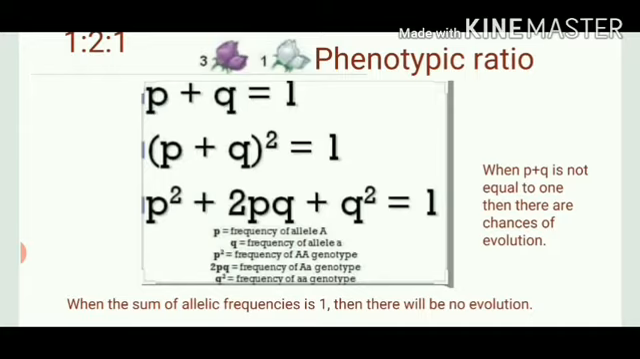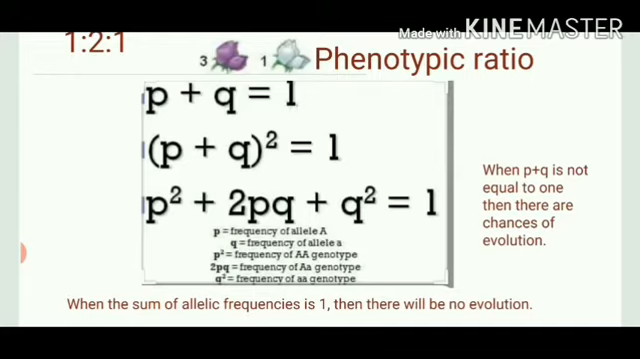Then what will be p square? It is the frequency of homozygous dominant genotype. So obviously it will come twice. P is equal to capital A, p square is equal to capital A, capital A. If I talk about 2pq, it is the frequency of capital A, small a, means a hybrid kind of genotype. Q square is equal to frequency of recessive alleles, so it is small a, small a.